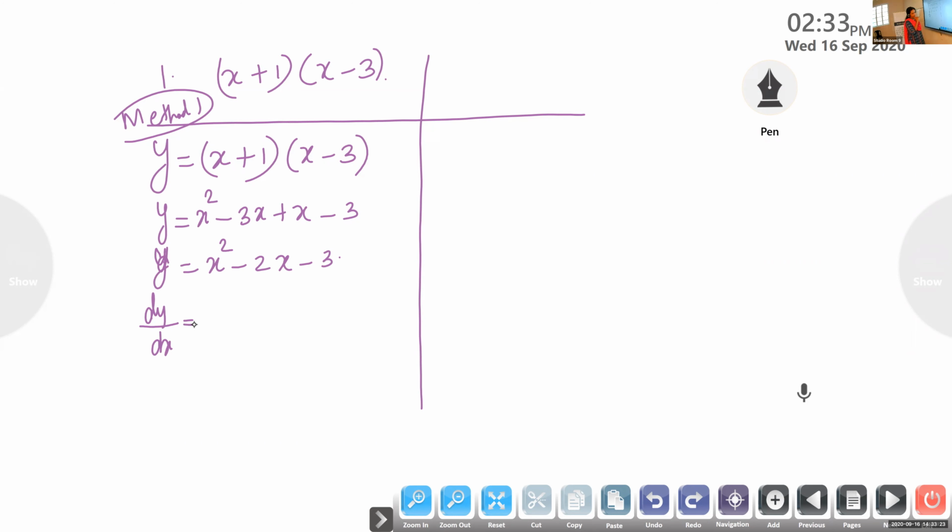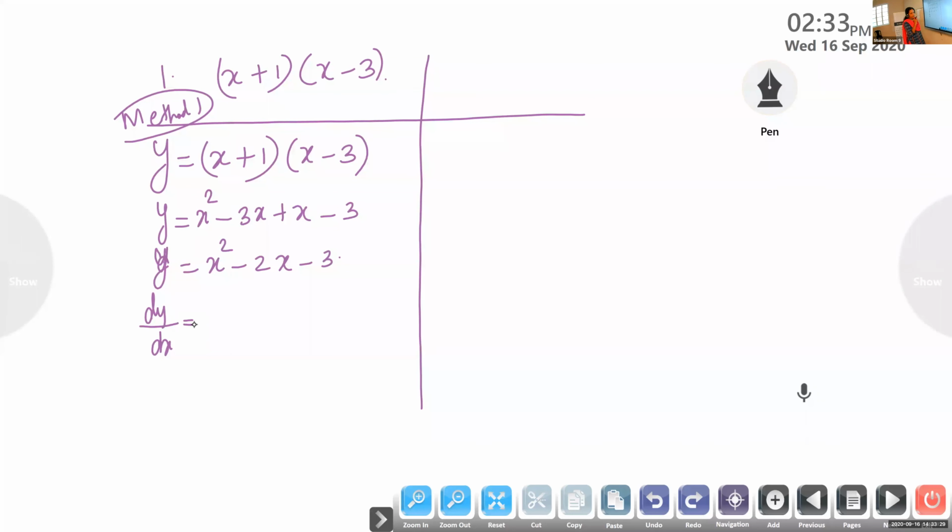In the morning we learned: what is the derivative of x raised to n? n x raised to n minus 1, isn't it? So what is the derivative of x square? Yes, Sachin. 2x. Minus 2x is minus 2. Same, writing the steps in detail.